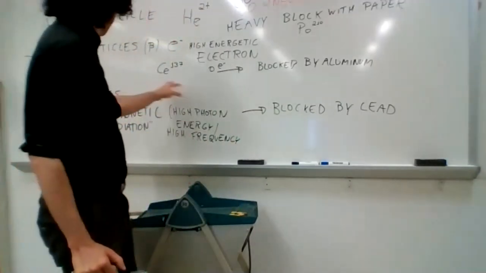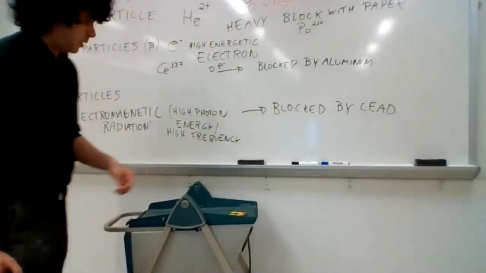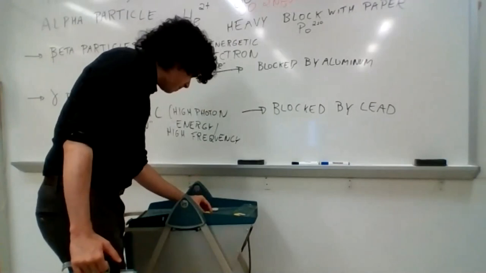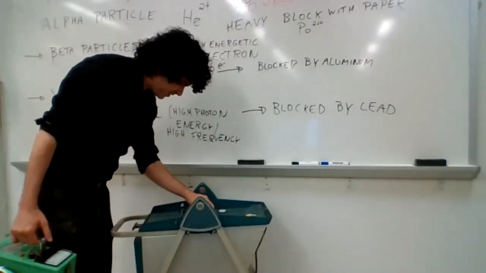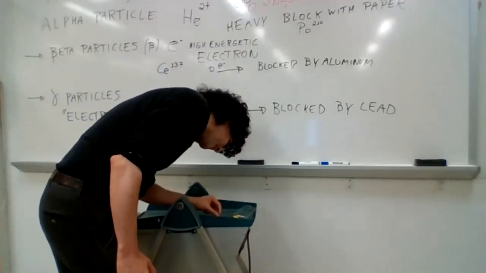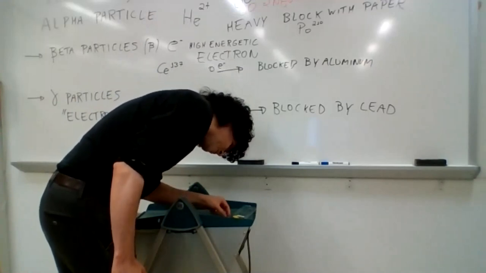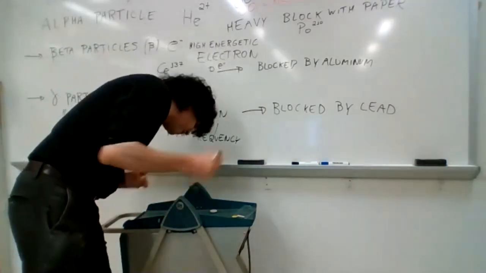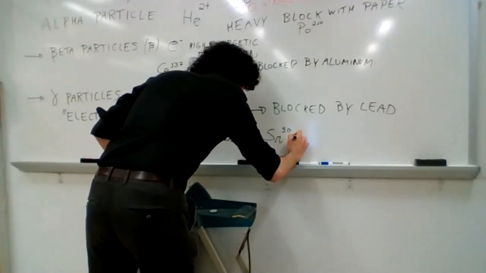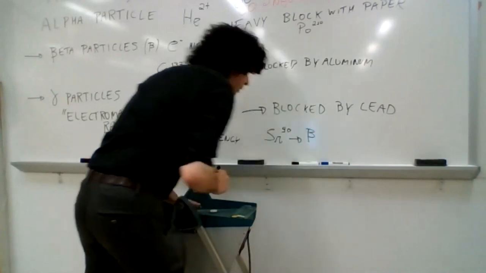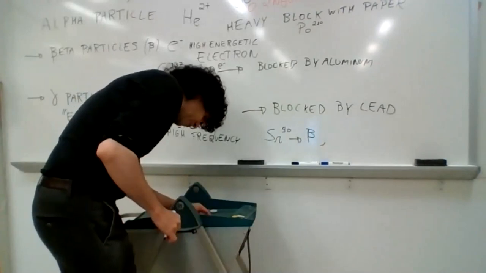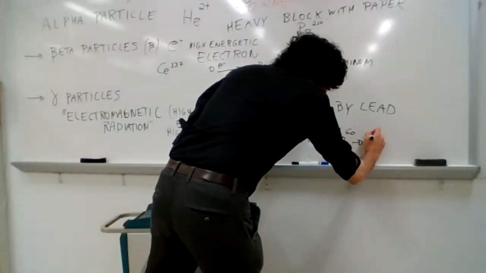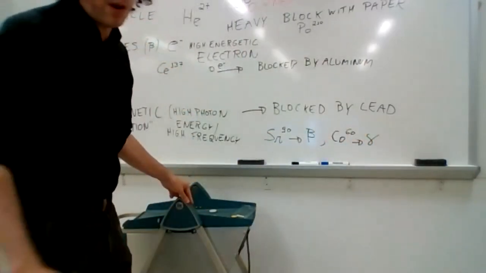And I will select these two, the beta particles and the gamma particles. So we have strontium 90, which emits beta particles. I will put it right here, facing up. Let me select cobalt 60, which is emitting gamma particles. So let's go.